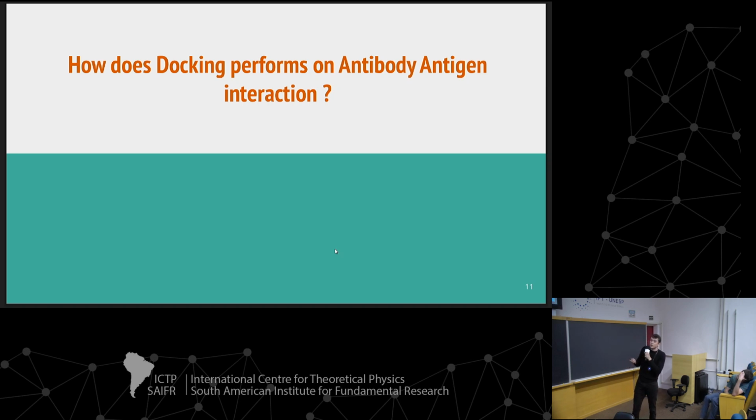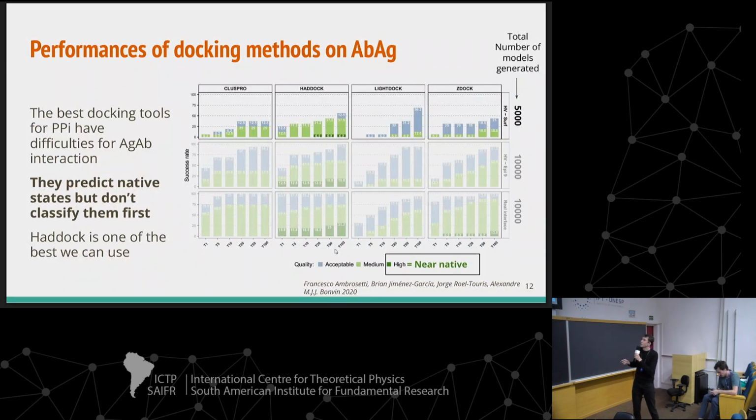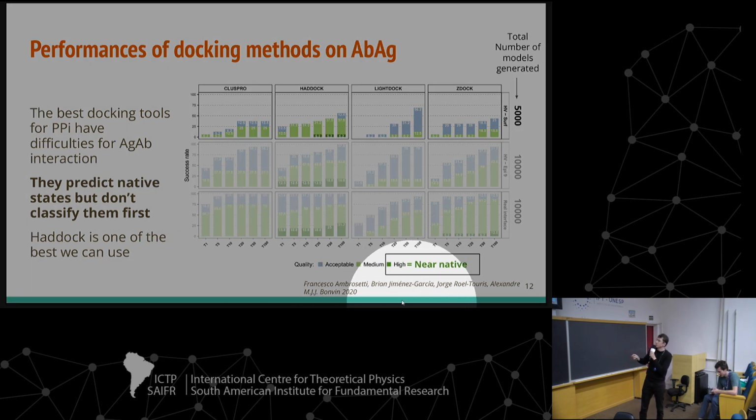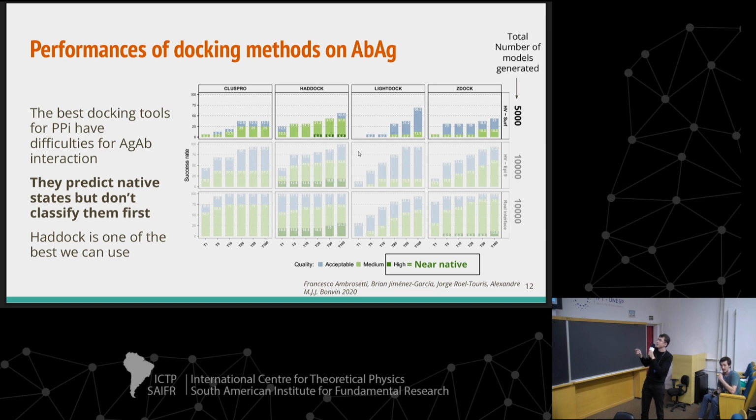So let's benchmark then. Let's see how docking performs on antibody-antigen interaction specifically. Here is a figure from a paper from Bonvin in 2020. He is the developer of HADDOCK, which is a docking tool. And they compared different docking tools for a benchmark set, a subset of complex structures of antibody-antigen interaction.